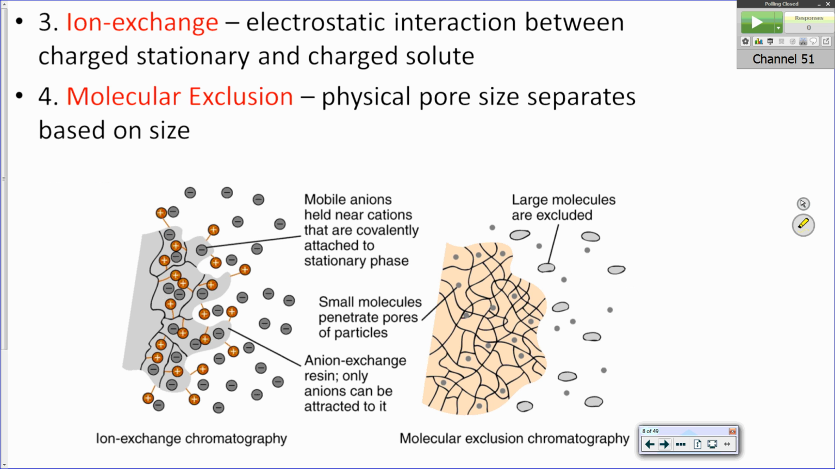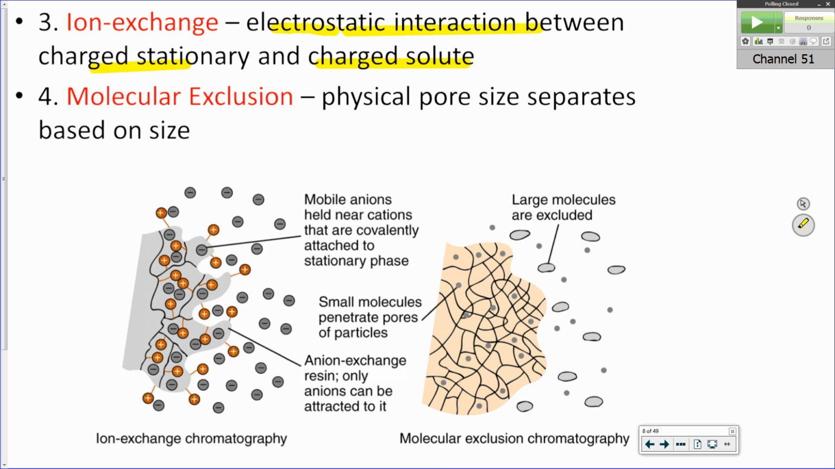The next one is ion exchange. It's where you separate things based on an electrostatic interaction between a charged stationary phase and a charged solute. And the idea is opposites attract. So if you want to separate out cations, you use an anionic stationary phase that's negatively charged. So it'll pull those in.